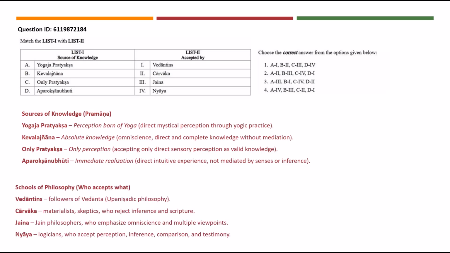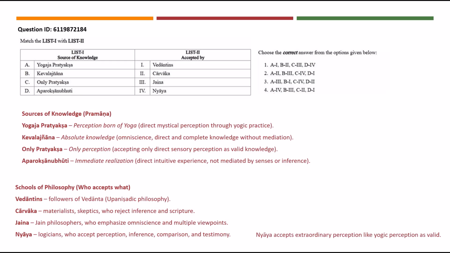So the Vedantins, they are the followers of Vedanta, Upanishadic philosophy. And Charvakas will be materialist skeptics who reject inference and scripture. What about Jaina? They are Jain philosophers who emphasize omniscience and multiple viewpoints. What about Nyaya? Logicians who accept perception, inference, comparison and testimony. Now who accepts what? We'll get into that.